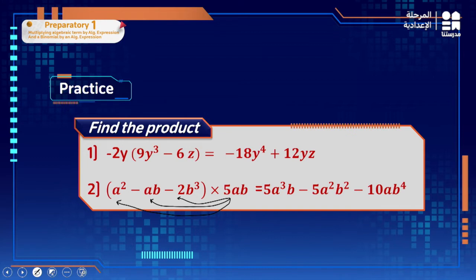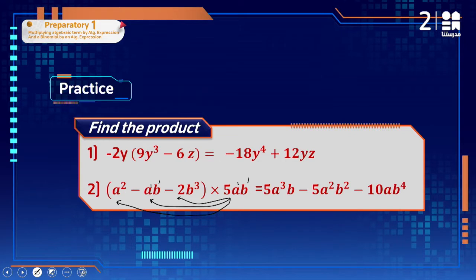5 as it is, a to the power of 1 times a to the power of 2, which is a to the power of 3, and b as it is. The second term, 5 times 1 here or negative 1 here, so it's negative 5. What about the a and b? A to the power of 1 times a to the power of 1 is equal to a to the power of 2. Then b to the power of 1 times b to the power of 1 equals b squared. Then 5 times negative 2 is negative 10. And a, then b power 1 plus 3 equals b to the power of 4.